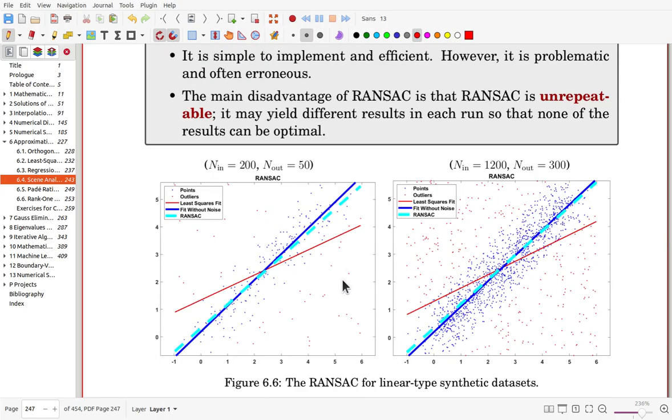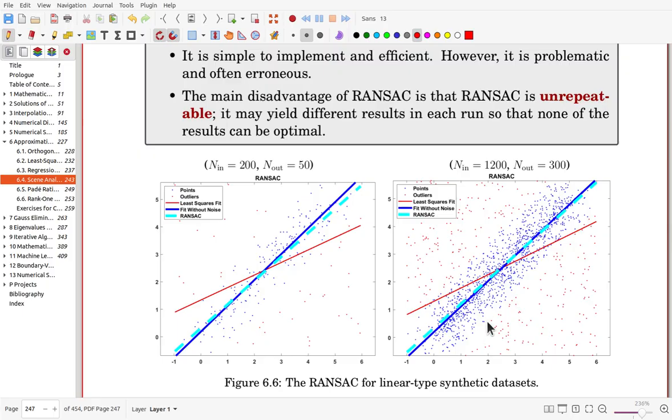Look at here. This data set is a little bit dense; the total number of points is 1,500. Once you use all the points, you get this red least squares line. Once you use only the inlier points, you get this blue line. And RANSAC produces this one. This is an example from one run. But if you run several times, you can see some results match this one very nicely, or sometimes you have a slightly different result. Anyway, each run produces a different result, so it is not repeatable, which means not optimal.